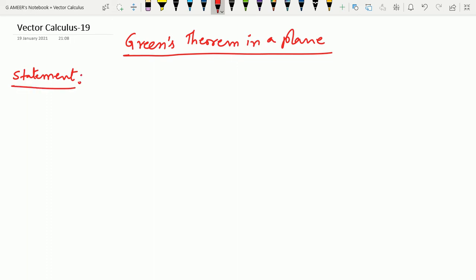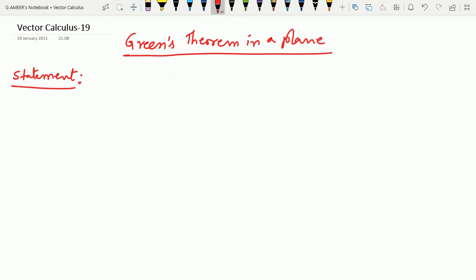So Green's theorem talks about converting a line integral into a surface integral. It is not the generalization. It is applicable only for a plane, not for 3D. Only in the XY plane, only in the YZ plane, only in the ZX plane, like that. The generalized theorem will be the Stokes theorem, that will discuss how to convert a line integral into surface integral. So this is conversion of a line integral into surface integral just in a plane.